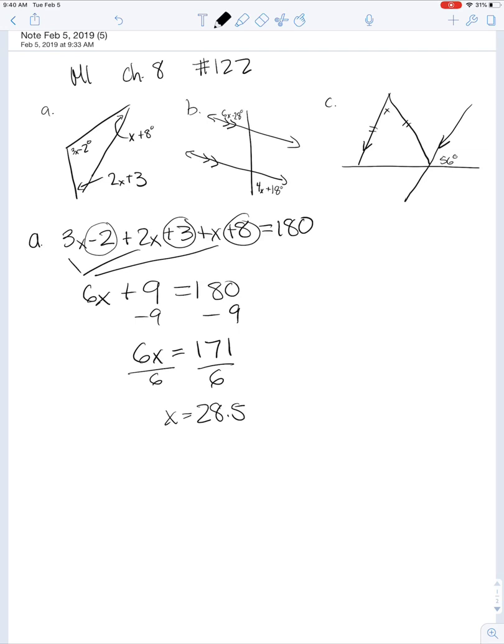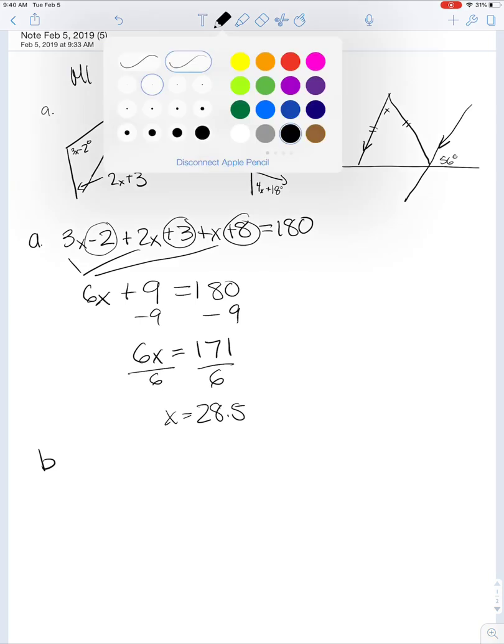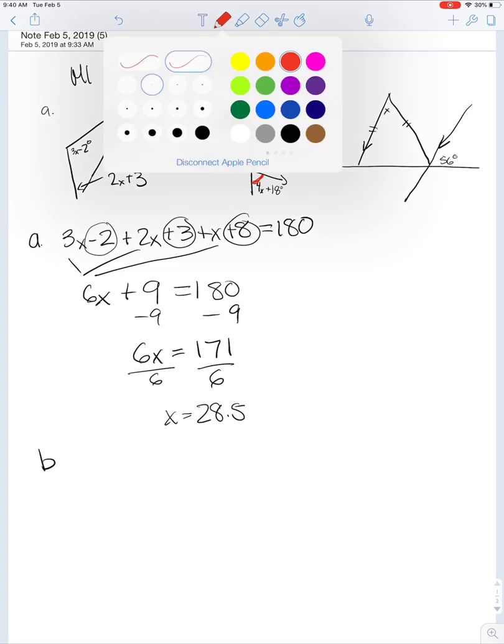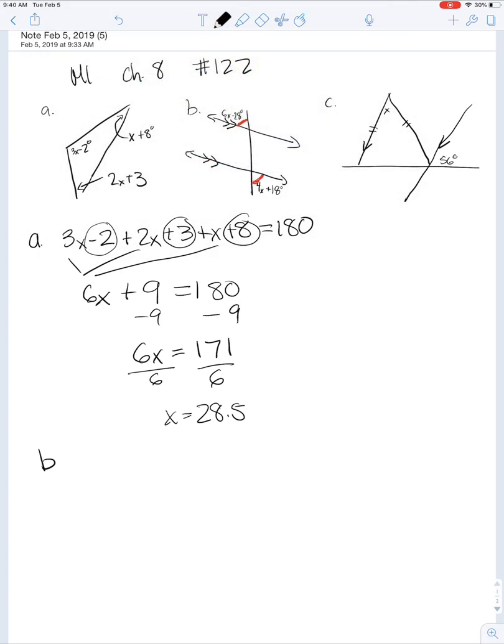And then B gives us 2 parallel lines cut by a transversal. Okay, so we're going to look at these angles right up here that they gave us. This angle and this angle, they are alternate exterior angles, and alternate exterior angles are congruent. So we can set those equal to each other to solve for x. So I'm going to take 6x minus 28 and set it equal to 4x plus 18.